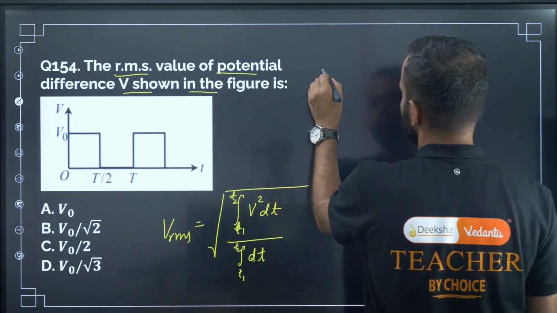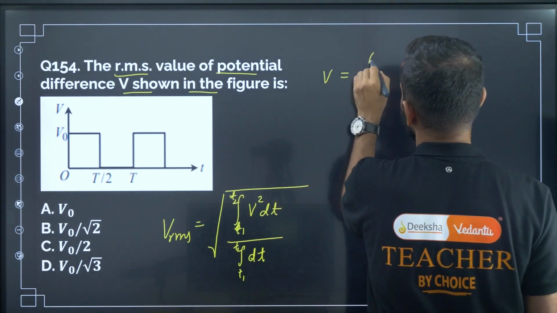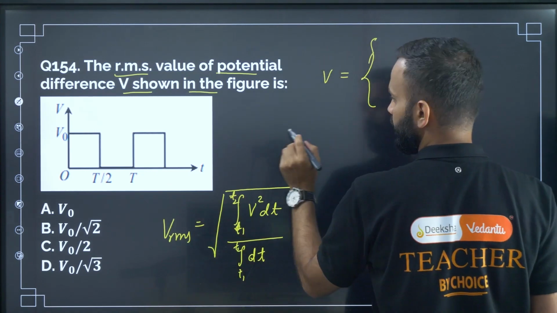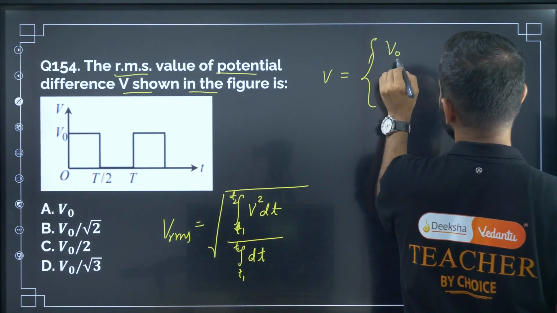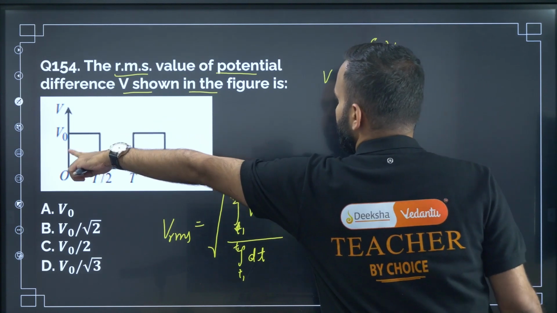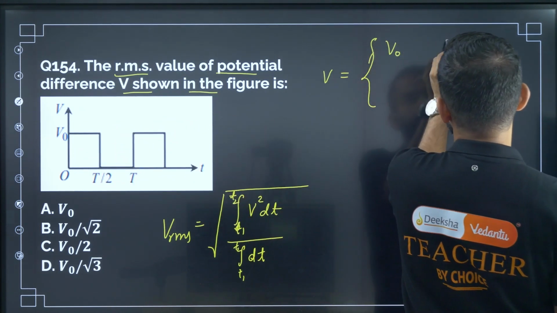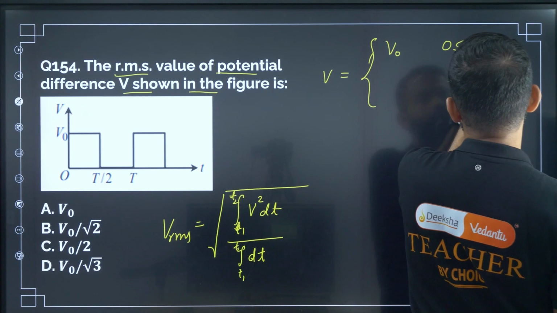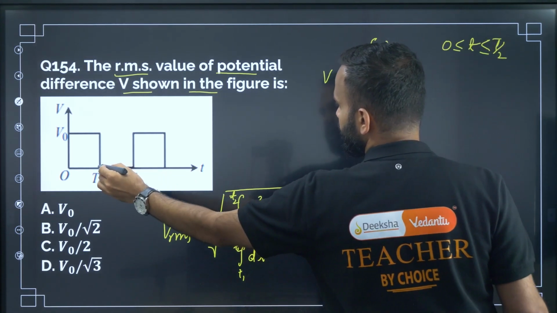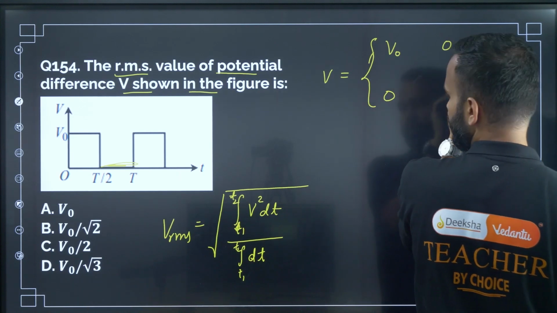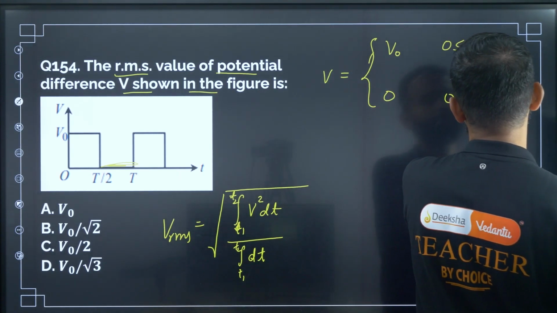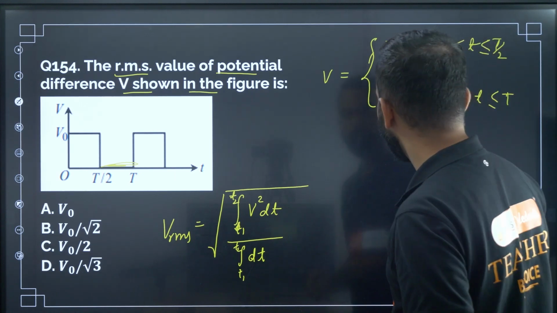Now here the voltage varies from 0 to T, isn't it? Now V naught is the potential difference, that is V, here V naught is from 0 to T by 2, right? The time is from 0 to T by 2. Then the potential is 0 from T by 2 to T, isn't it?